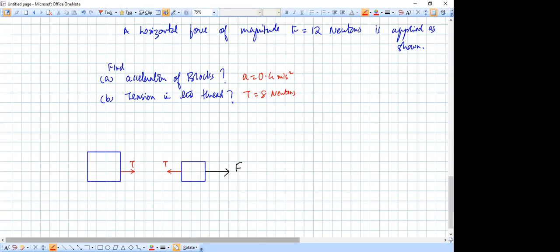And then there are the vertical forces which are not really necessary here because they balance each other, but anyway, show them. Weight, normal reaction, normal reaction.